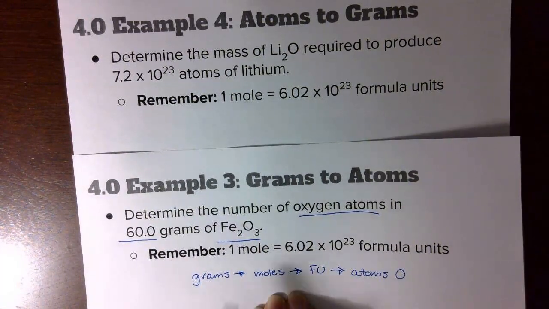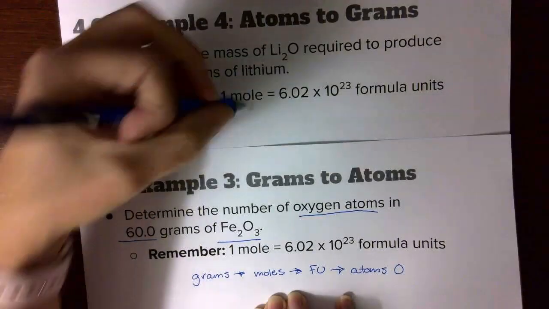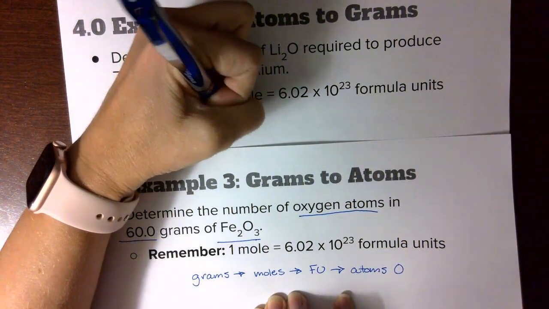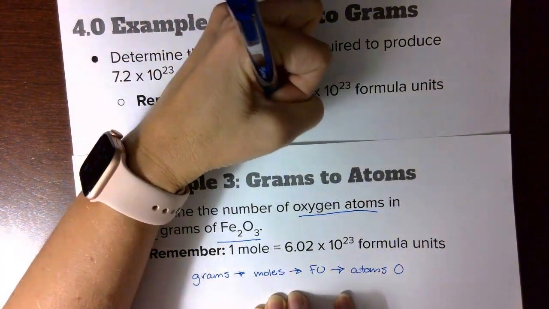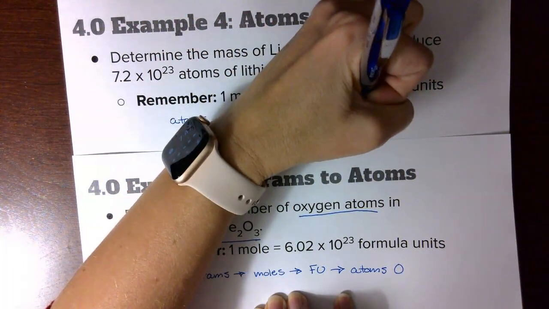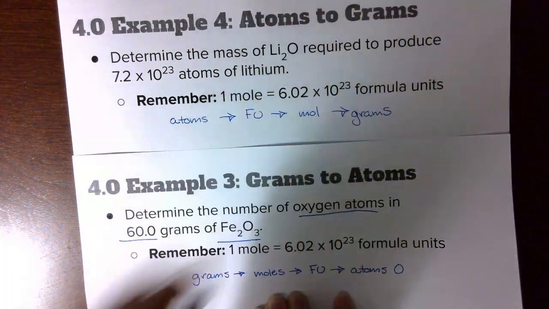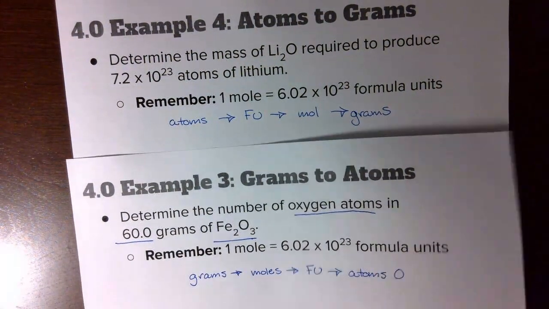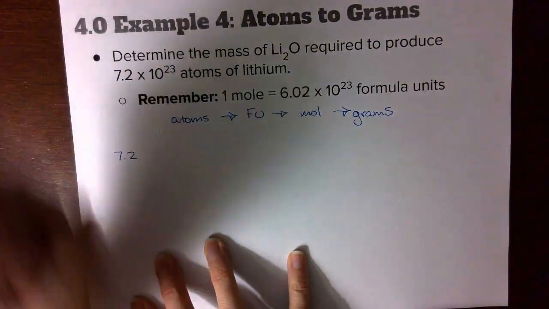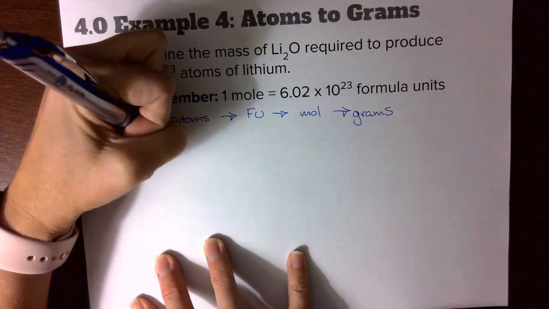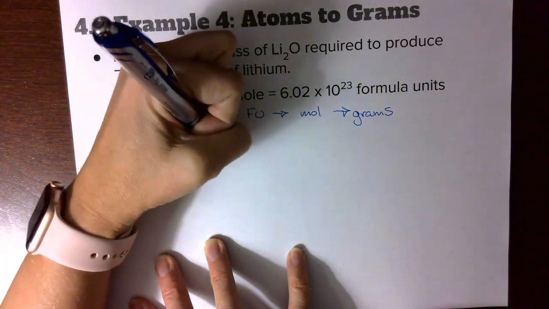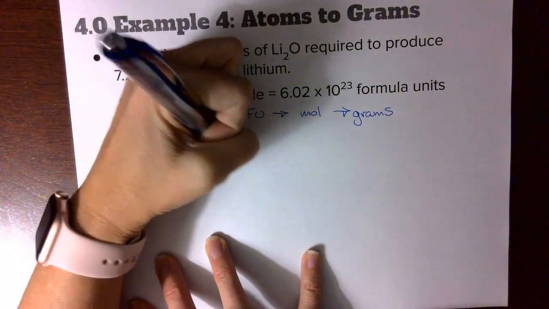So instead of going from grams to moles to formula units to atoms, we're going to go atoms to formula units to moles to grams. Okay, 4 steps just in the opposite direction. So we're going to write down our starting value, which is 7.2 times 10 to the 23rd, and that's atoms. And this time it's of lithium, so of Li. We're going to do times in a line.